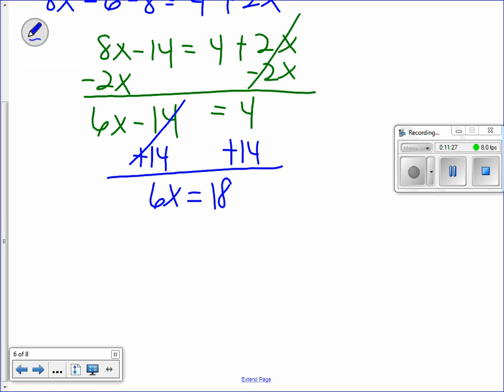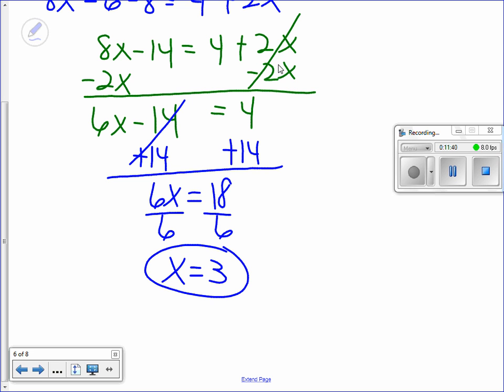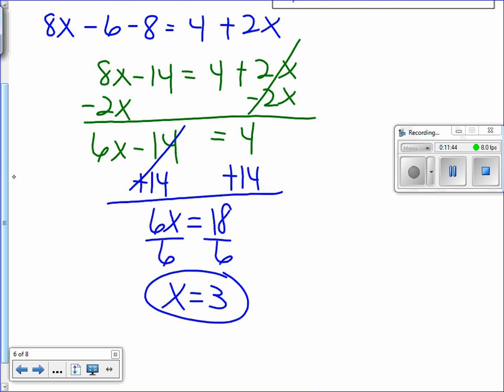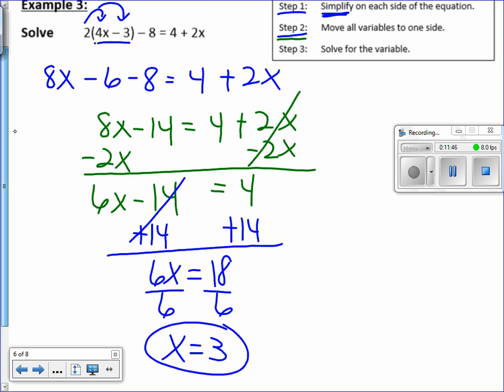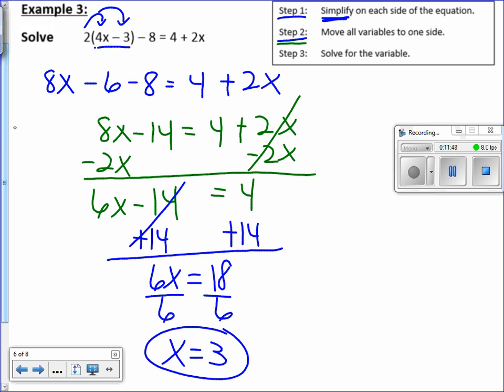From here, I have 6 times x. I know that the inverse of multiplication is division, so I divide by 6 on both sides, and therefore x is equal to 3. My answer for example 3 will be x is equal to 3.